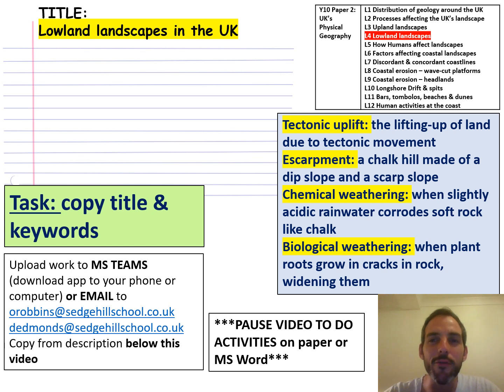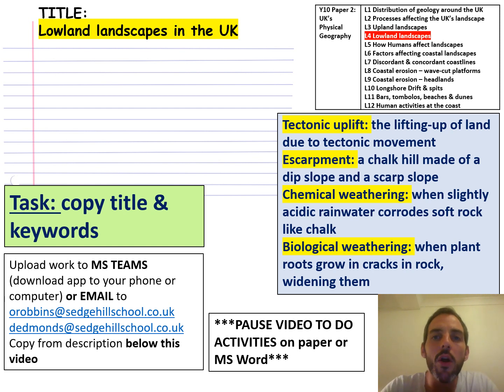Hi, so this is lesson 4 of this series. This lesson is called Lowland Landscapes in the UK, as opposed to upland landscapes, which we looked at last time. Essentially, this means areas that are lower in altitude than the upland areas we learnt about.